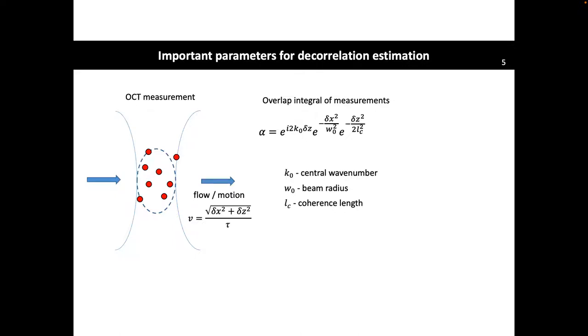This is then your velocity, huh? Delta x squared plus delta z squared, square-rooted, divided by t, that's your velocity. This is your overlap integral, and then you can parametrize the whole thing by the I theta is this part, and minus beta squared is this part, and that beta is now a relative displacement.